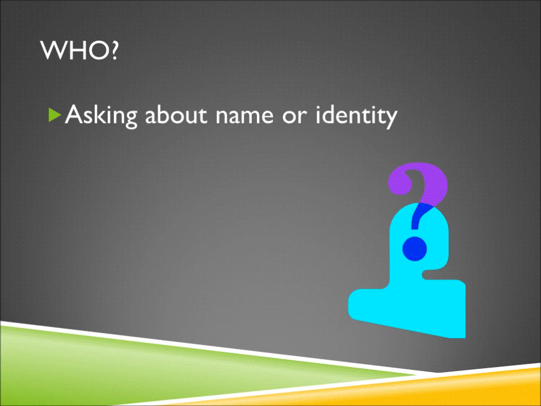Let's start by looking at a question word. The word is who. Who indicates that it is asking about a name or identity. For example, I could say, "Who are you?" or "Who is she?" You could even say, "Who is your teacher?" Notice that each of these questions is asking about name or identity. Who?